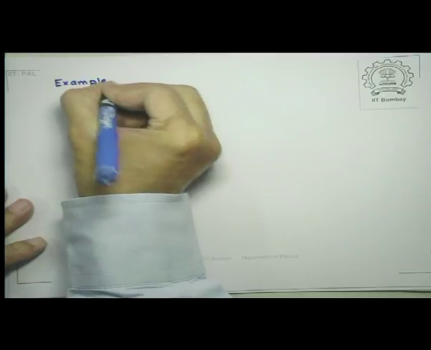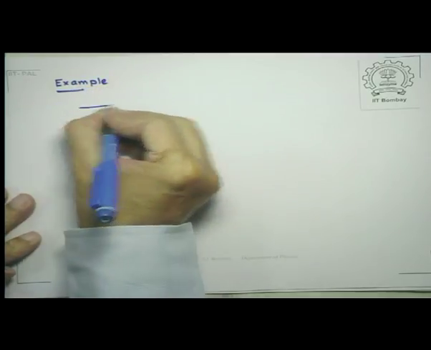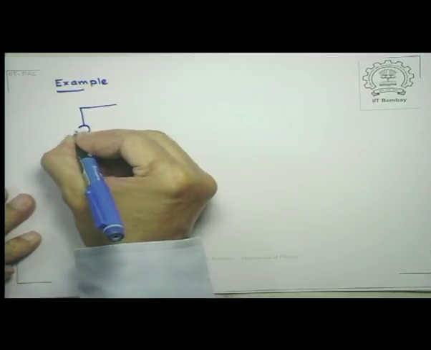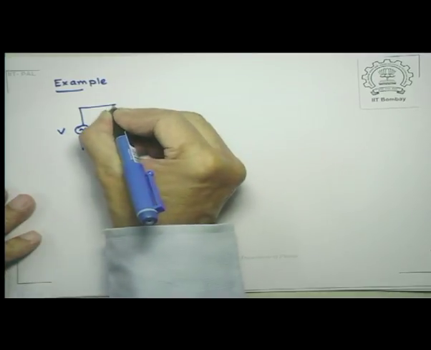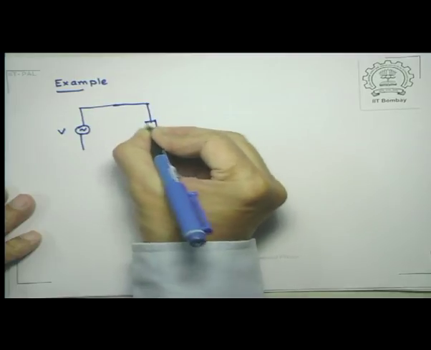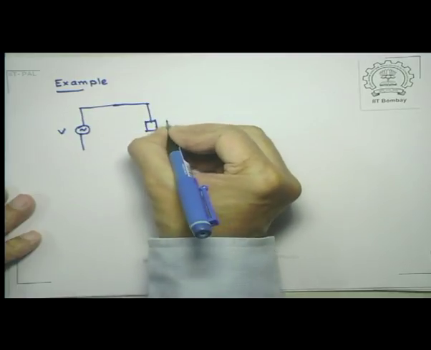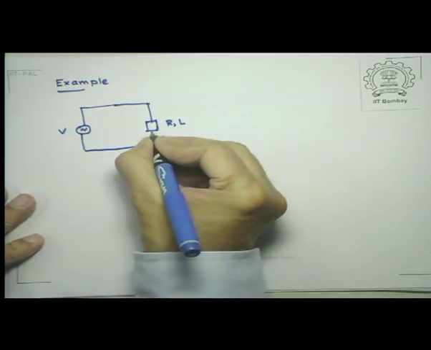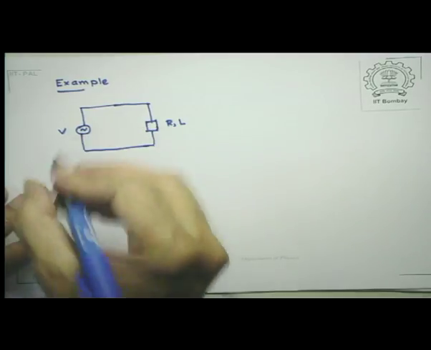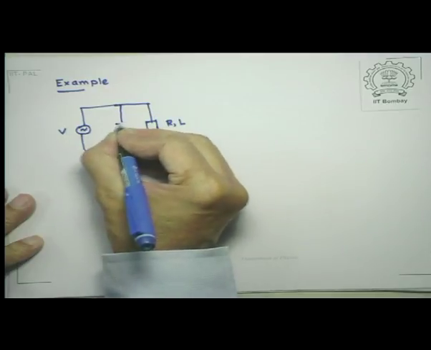So let me illustrate this with another example. So let me say that this is my voltage, AC voltage V, and this is my load, which typically consists of R as well as L. So I am not really writing down what it is. And we have seen that in order to compensate it, I need to put capacitance here.